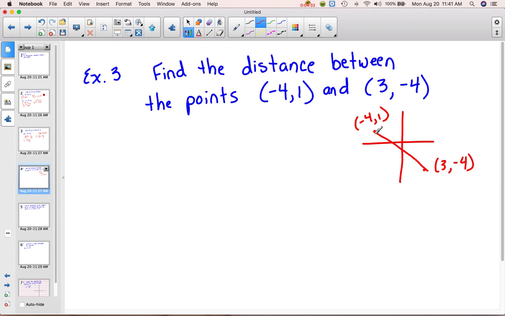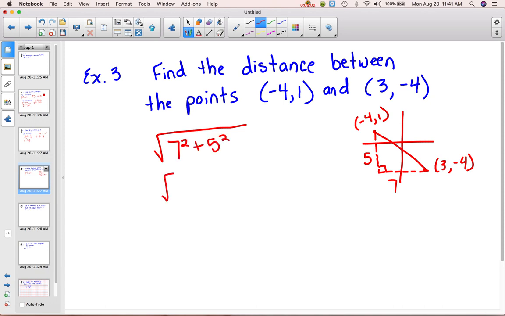Well, if you build a right triangle, you see the distance between the x values between a -4 and a 3 is 7, and the distance between a 1 and a -4 is a distance of 5. This is just the Pythagorean theorem. So it's a right triangle. If you want to know this side, you're going to take the square root of 7 squared plus 5 squared.